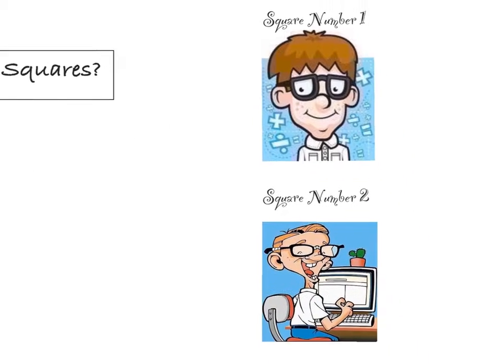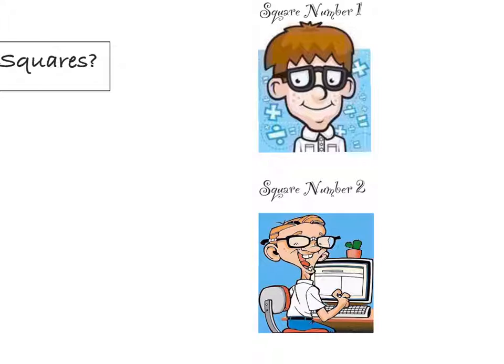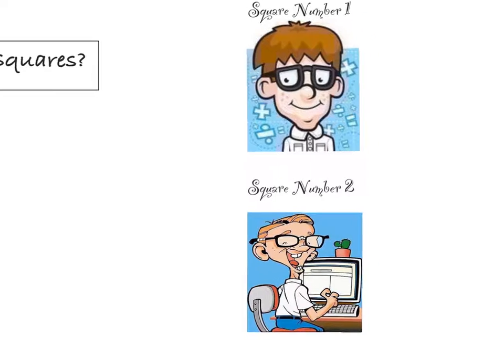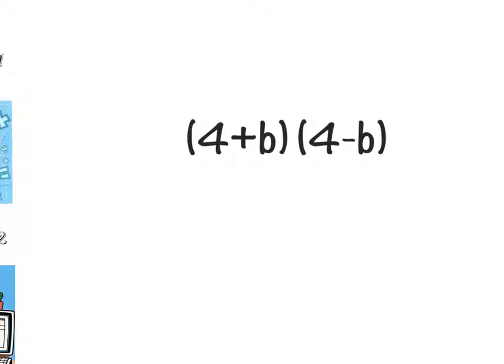So, for our fun time today, we're going to talk about the difference of squares. Now, when we talk about the difference of squares, are we really wanting to find out what's the difference between square number 1 and square number 2? Well, no, not really. Kind of, because yes, square number 1 is different than square number 2, but that's not what we're trying to do. We are going to figure out, using the difference of squares, how to solve a really cool math problem.